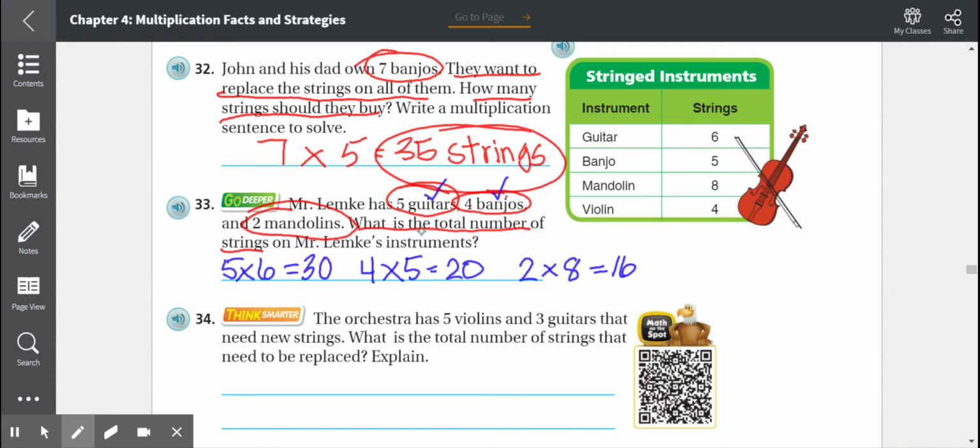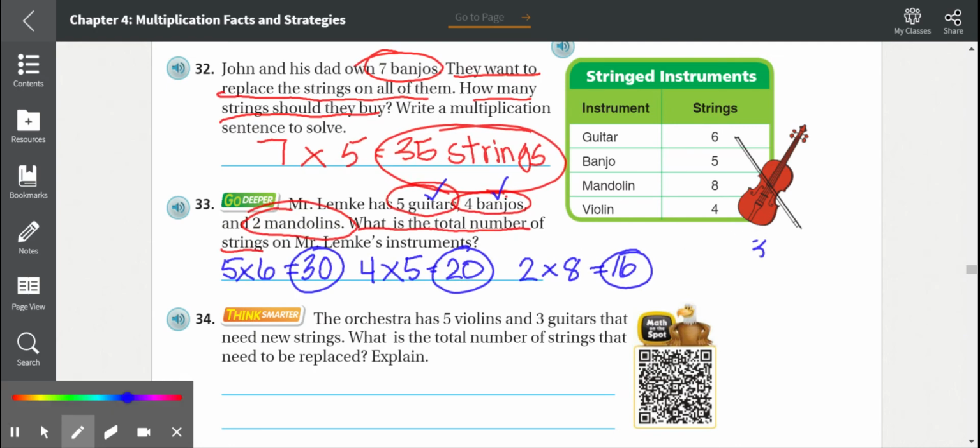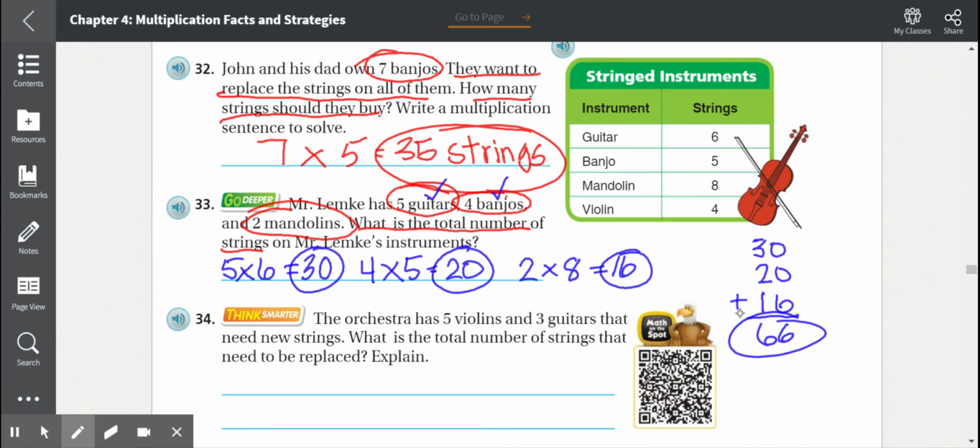But we want to know the total number of strings on all the instruments. So now we need to take these 3 numbers, 30, 20, and 16, and add them. 0 plus 0 plus 6 is 6, right? Because we don't add the zeros. And now we add the tens place. 3 plus 2 plus 1. Well, 3 plus 2 is 5, and 5 plus 1 more is 6. So he has 66 strings.